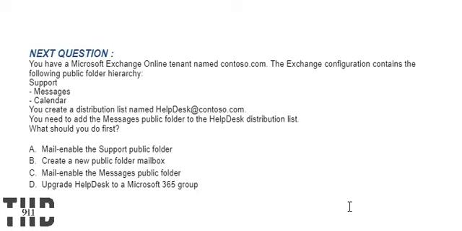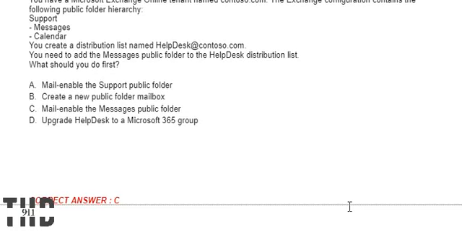Option A, mail enable the Support public folder. Option B, create a new public folder mailbox. Option C, mail enable the Messages public folder. Option D, upgrade helpdesk to a Microsoft 365 group. The correct answer is option C.